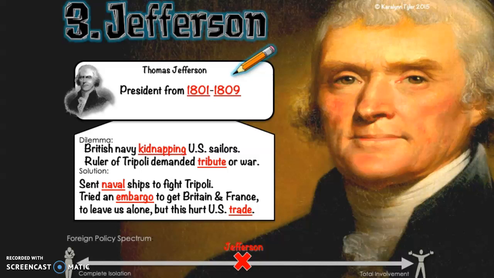The solutions? Well, Jefferson sent our naval ships to fight in Tripoli, and he also tried an embargo to get Britain and France to leave us alone, to leave our merchant ships alone. But ultimately, this hurt trade in the United States because that meant our business people were not making money, because we weren't trading with two of the richest nations in the world.